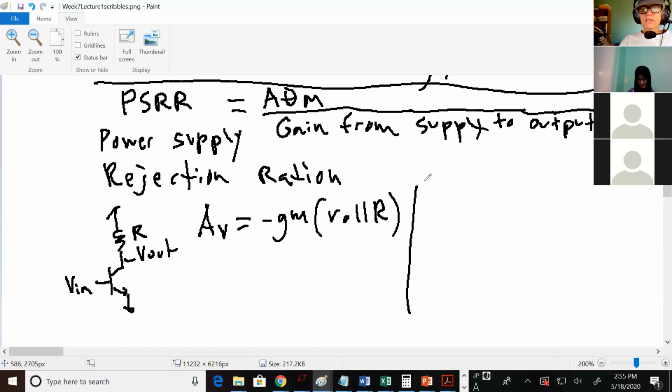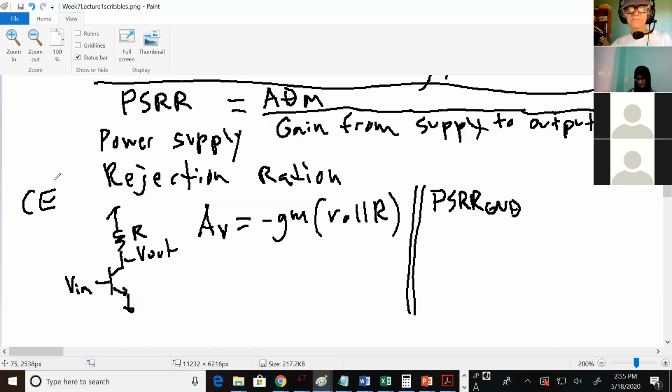But now we need to do power supply rejection ratio. You have to pick one of the rails. You can't do it from both VDD and ground at the same time. You say, what's the power supply rejection ratio from VDD? And then a separate problem is power supply from ground. So let's do power supply from ground for this common emitter right now. So we're using a common emitter as our example. What you do is you say, well, I just want to know what happens if there's noise on ground, how much of it shows up on the output.